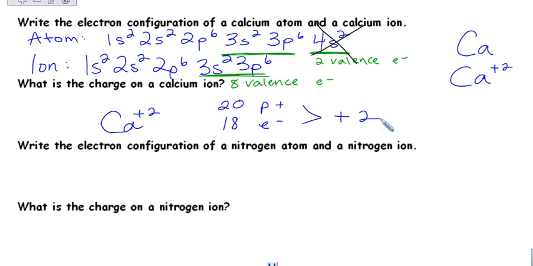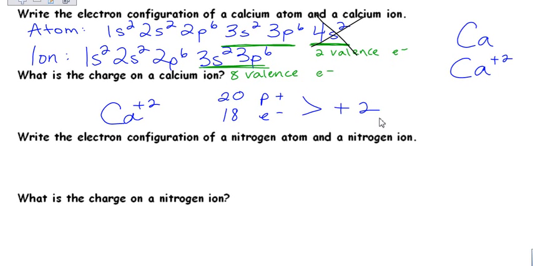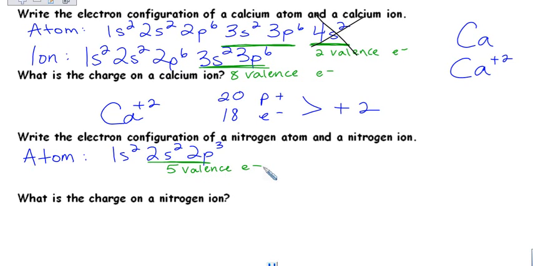We could also do this with a negative ion. Look at nitrogen. Okay, so the nitrogen atom. Nitrogen is element number 7. 1s2, 2s2, 2p, 1, 2, 3, 2p3. My valence electrons are these guys right here. There are 5 valence electrons. All the electrons in the highest energy level, which is the second. 2 in the s, 3 in the p.